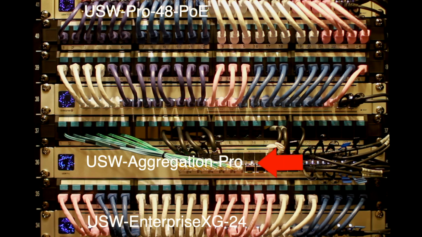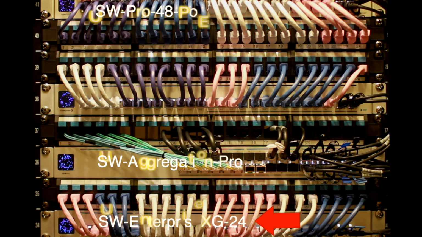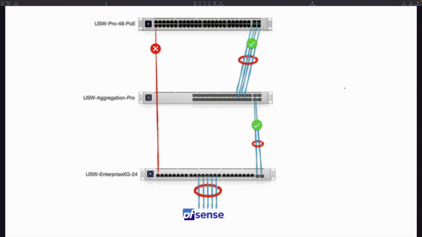And the Aggregation Pro behaves like the center of my home network. All the switches connect to it using DAC cables. From my other rooms, I have fiber cables connected to it as well. If any device in my home network wants to connect to the internet, it has to go through the bottom switch, the Enterprise XG. Let's take a look at the network diagram.